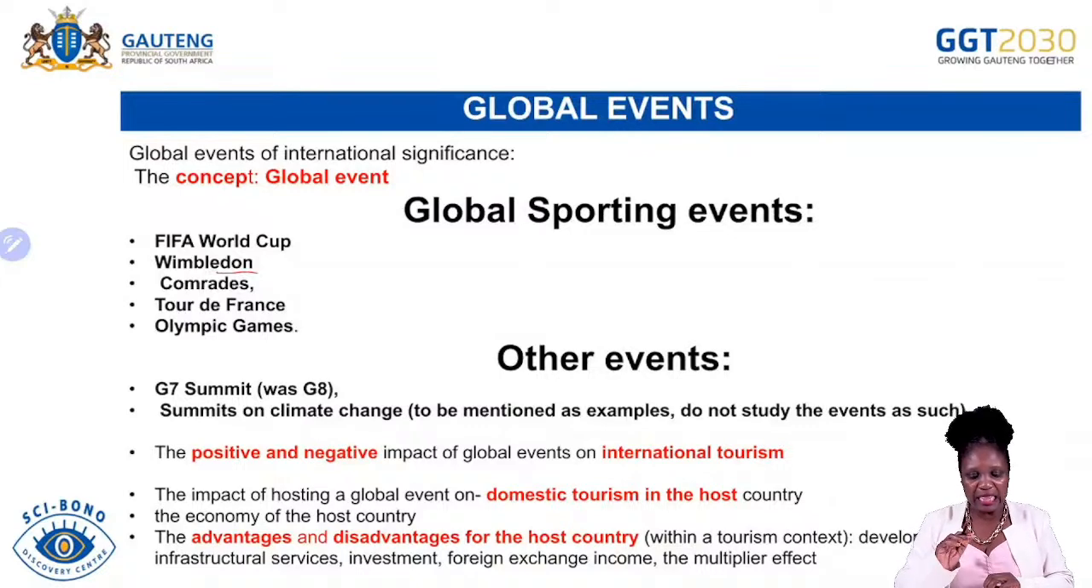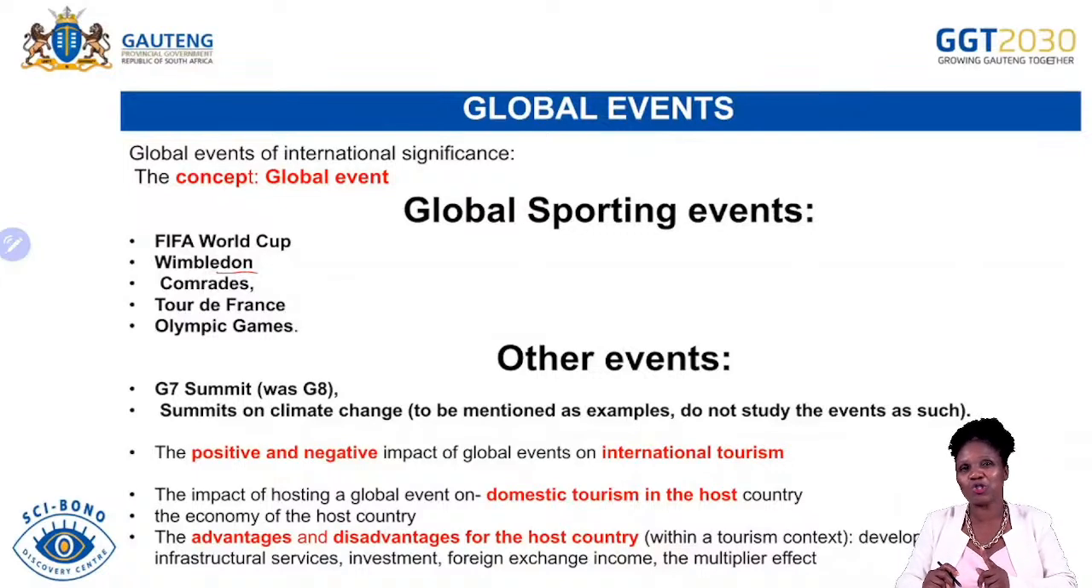All right, and then we've got the Comrades Marathon. Comrades Marathon is a yearly event. It takes place annually. Every year it takes place, right? And we host the Comrades Marathon. It is approximately 88 kilometers. Remember, it takes place in South Africa from Durban to Pietermaritzburg, Pietermaritzburg to Durban. All right, that is a global sporting event that takes place annually.